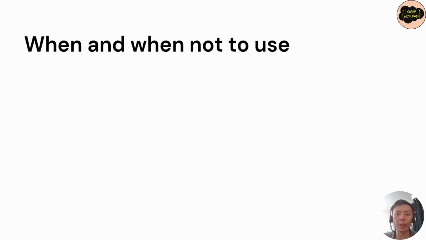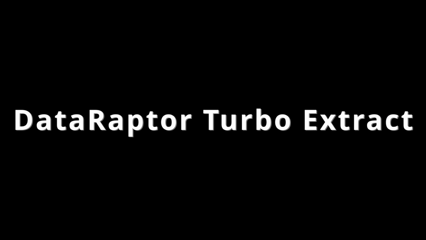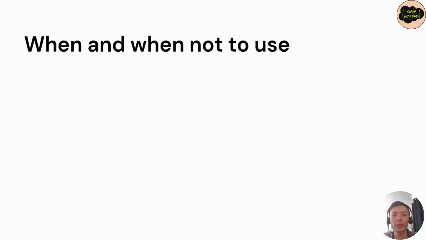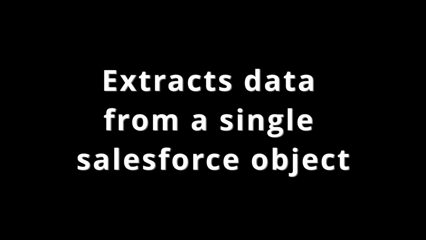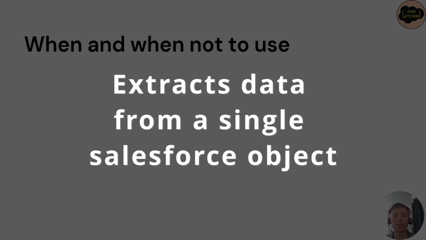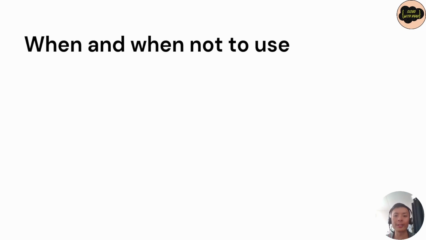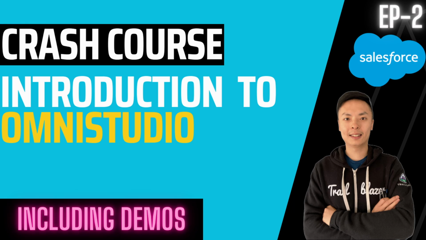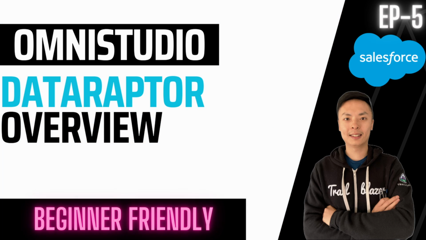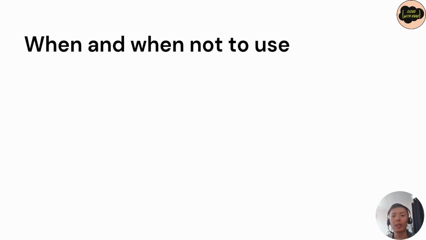Before we get into the use cases, let's do a quick revision on what is a DataRaptor Turbo Extract. A DataRaptor Turbo Extract is a type of DataRaptor that extracts data from a single Salesforce object. It's like running a so-called query. If you haven't caught my video on OmniStudio Overview and DataRaptor Overview, check out episode 2 and episode 5 in the OmniStudio Beginner playlist, link in the description below and screen above.